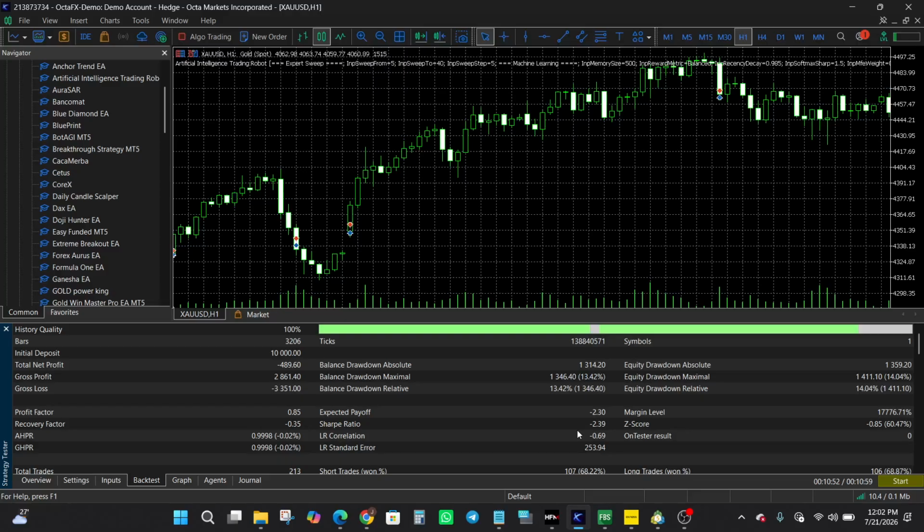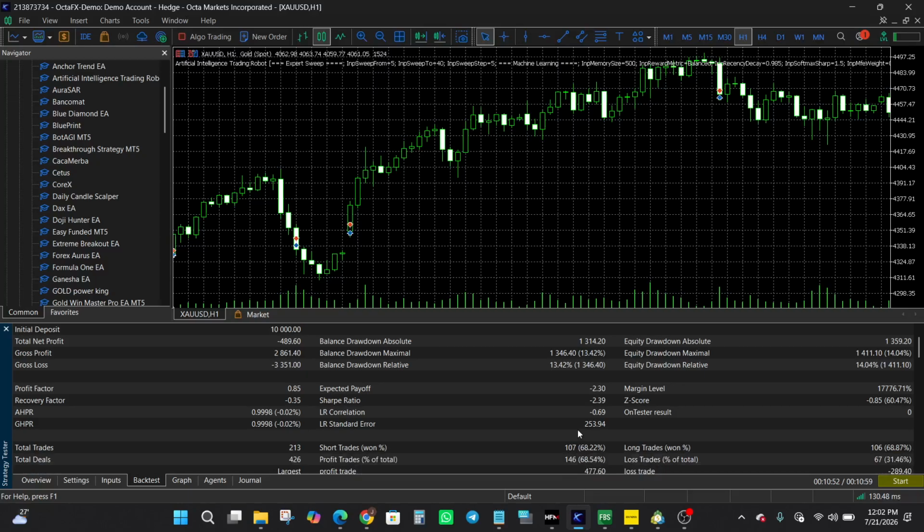Now, on the trade management side, holding times were short, averaging around 11 minutes per position, with the longest trade lasting a little over 7 hours. That is consistent with a system reacting quickly to short-term volatility rather than holding for larger directional moves.